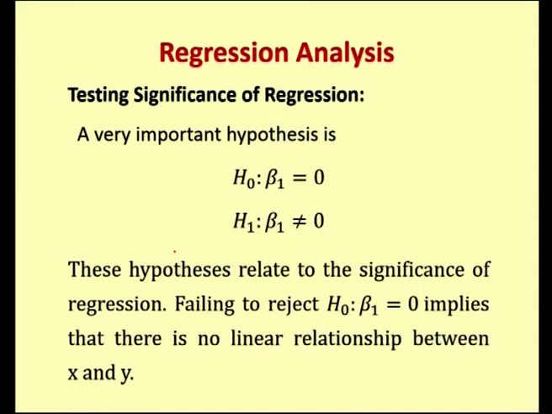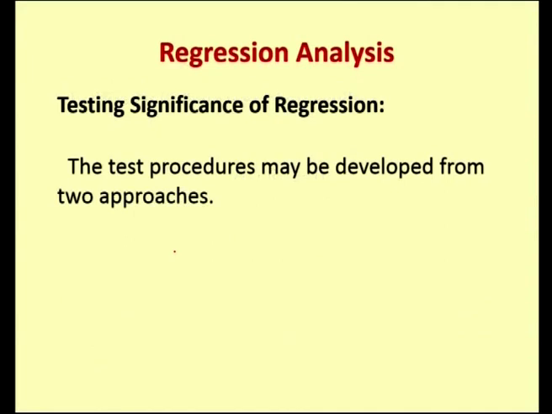Here the hypothesis is H naught: beta 1 is equal to 0 against the alternative beta 1 is not equal to 0. These hypotheses relate to the significance of regression. So, failing to reject H naught implies that there is no linear relationship at all between x and y, and the test procedure is developed by two methods. We have two methods to perform this test of significance of regression.